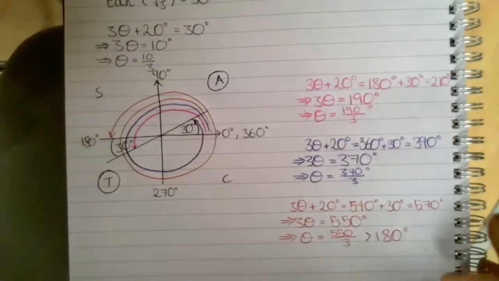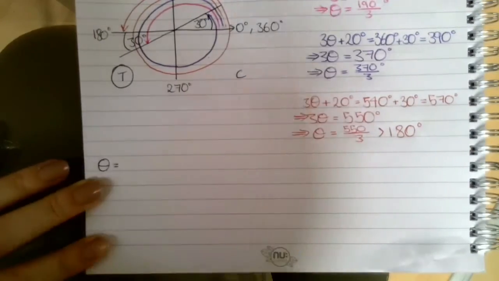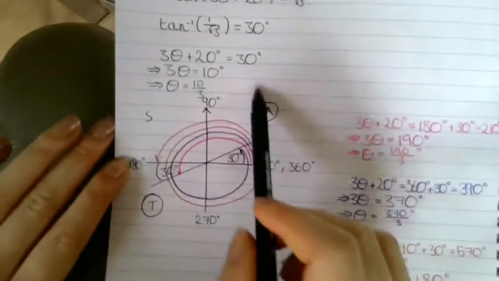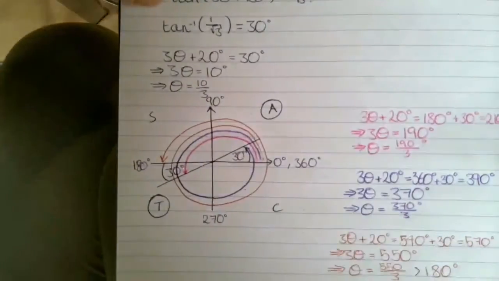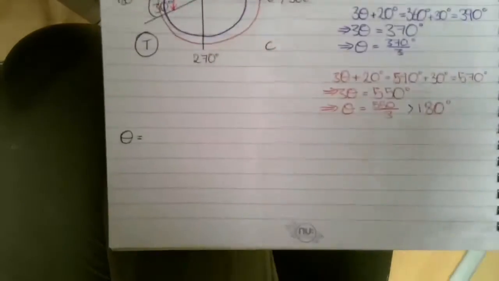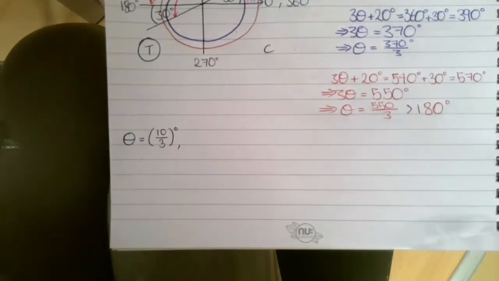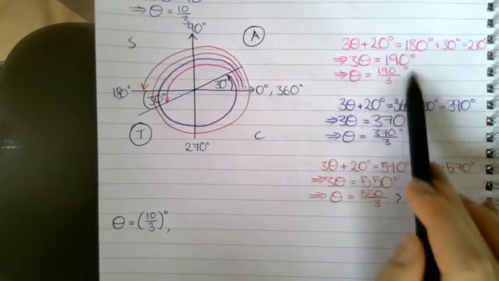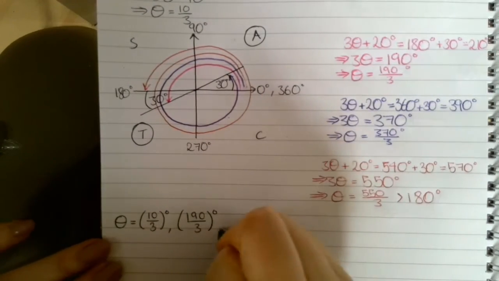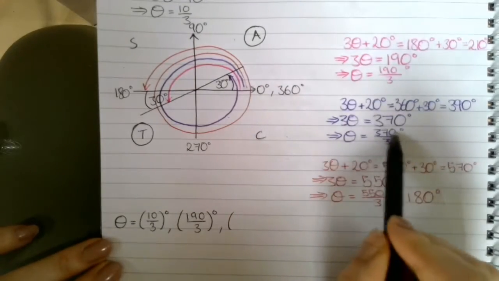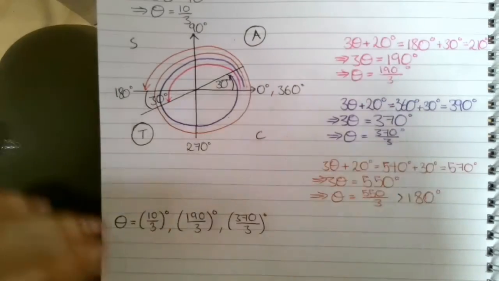So our values of theta, and our solution is the first value of theta, which was the one we worked out here. That was with our angle of 30. When we undid the transformation, we got 10 over 3 degrees. Second value, that was this one, 190 over 3 degrees. And our third one was this one, 370 over 3 degrees.